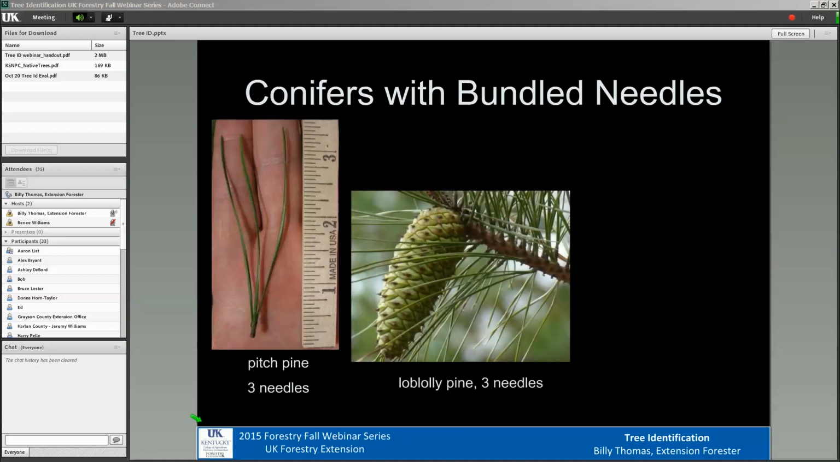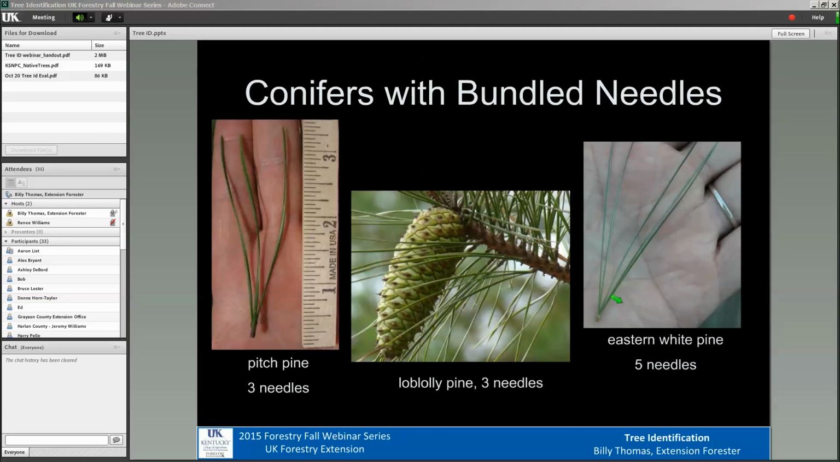The loblolly pine, this is the one I talked about before. We say it's commonly planted in western Kentucky. This will have needles that are 6 to 10 inches long. So if we have a conifer with needles in bundles of 3, then we can use the length of those needles to distinguish one from another.